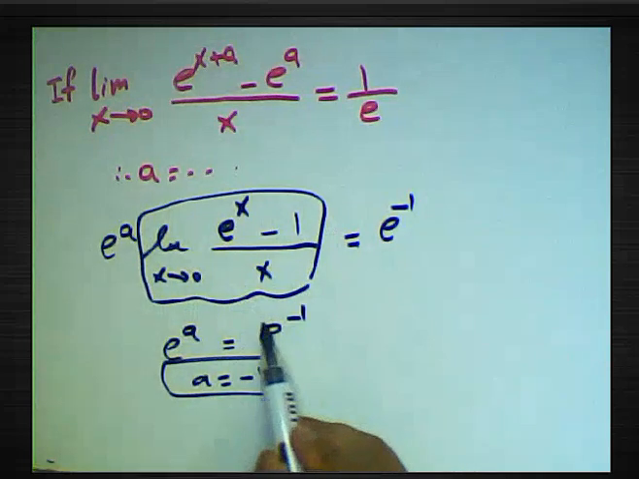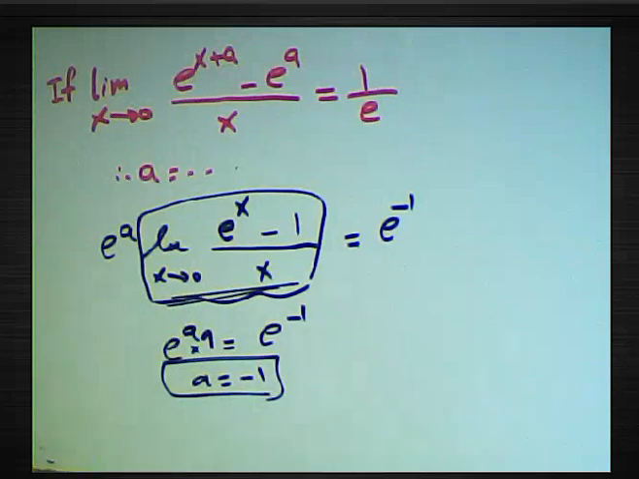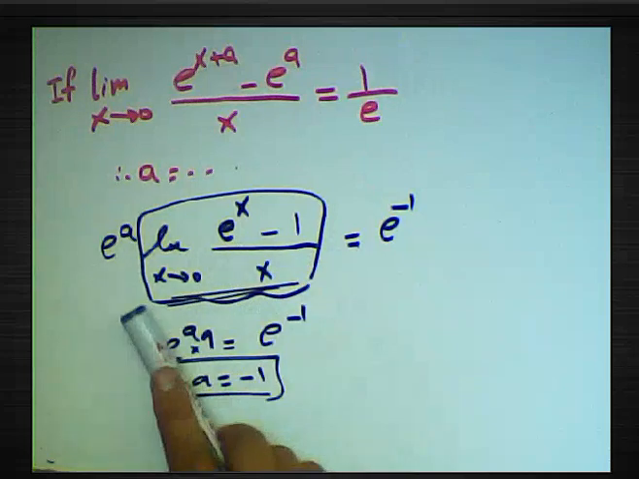The result here will be what? It will be 1. About this, the result will be 1. The limit as x approaches 0 of (e^x minus 1) over x, the result will be 1.